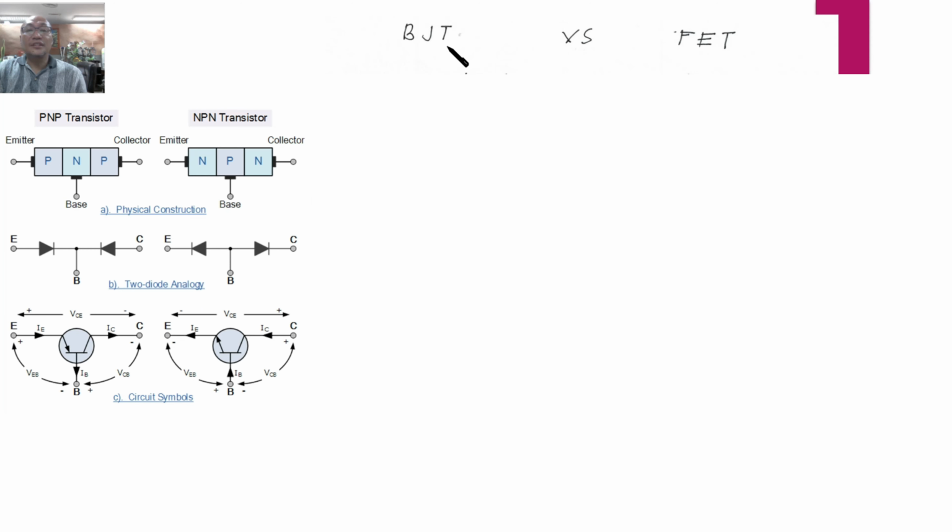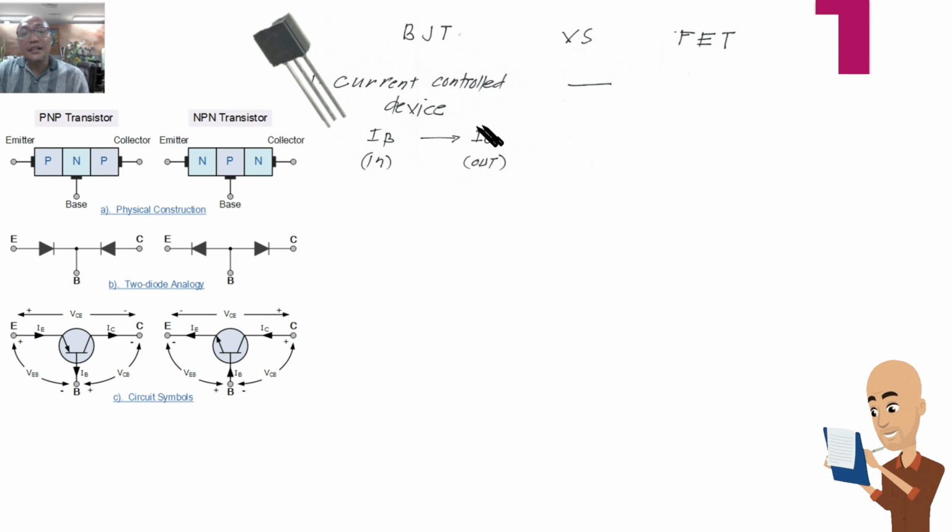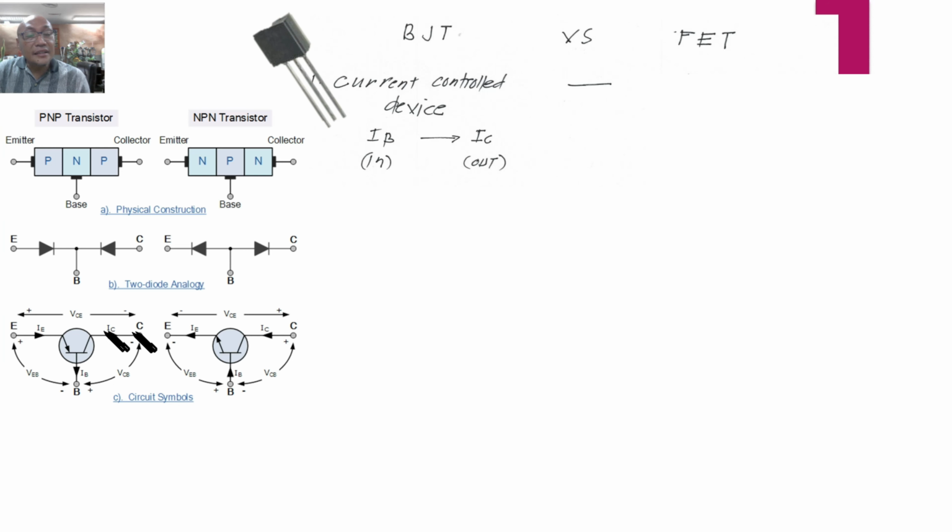Bipolar junction transistors are considered to be current control devices. Why is that so? Current control device because the current at the output which we are trying to control is dependent on a current at the input. Taking for example this one, the current at the output IC is dependent on the current at the input IB.